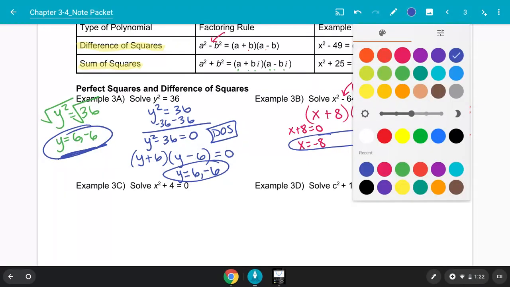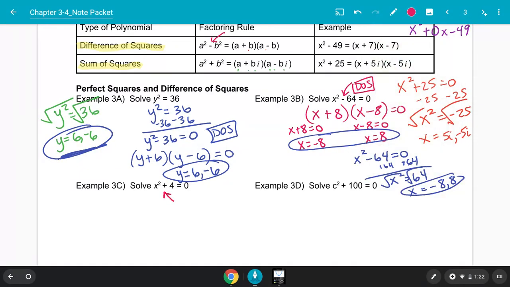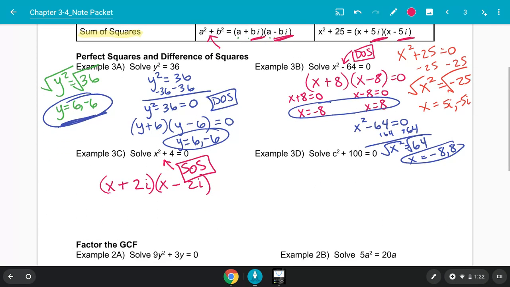So now if we move to these next ones, what you'll see here is this has a plus sign, just like this one, which means it's a sum of squares. So that means we're going to square root x, square root 4, square root x, square root 4. But we have to make sure we put an i on these because you'll see we have the i's. And I'll show you why in just a minute. But then you get plus minus.